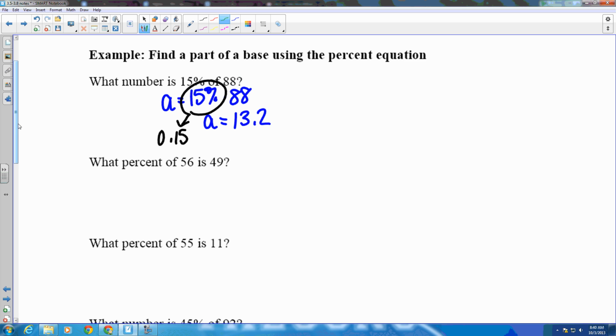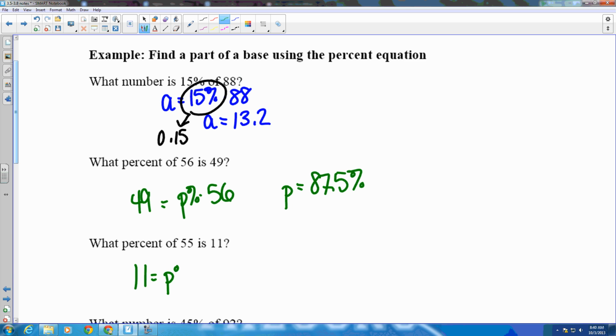What percent of 56, so that's your whole, we're trying to solve for that P percent, is 49. Divide both sides, and once you change it to a percent, P is 87.5%. This one's set up the exact same way. 11 is P percent of 55. P is 20%.